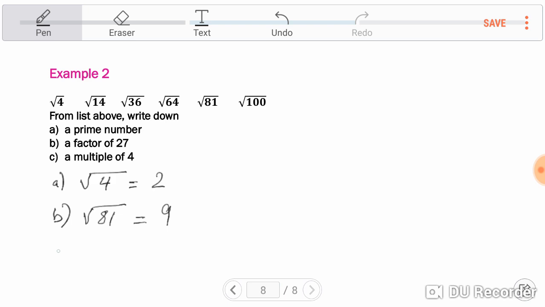A multiple of 4. Square root of 64 equals 8. هنا 8 is a multiple of 4.